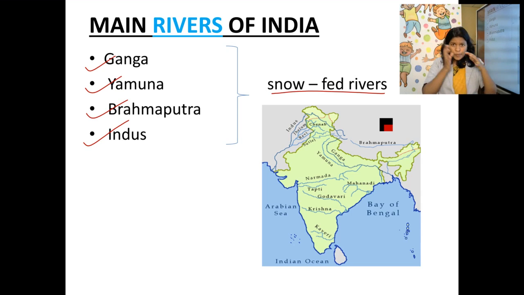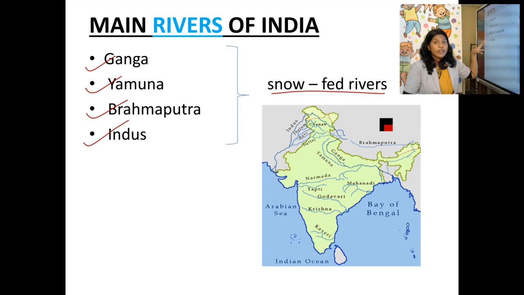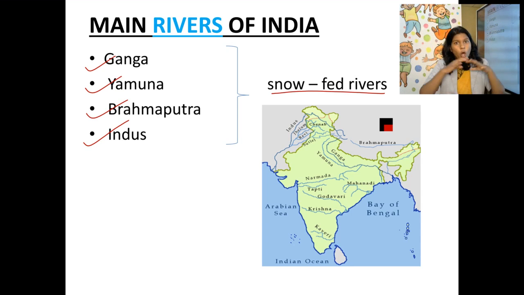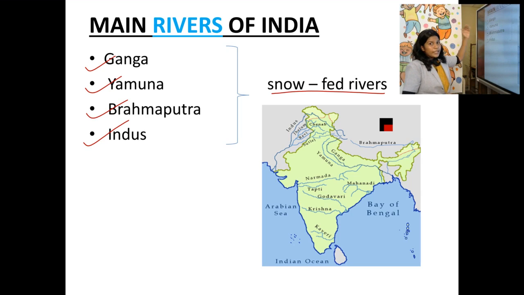One specialty of these rivers is that they have water in all seasons. Even in summer these rivers have water, because they are formed by melting snow. That is why they are called snow-fed rivers. What are the main rivers of North India? Ganga, Yamuna, Brahmaputra, Indus.